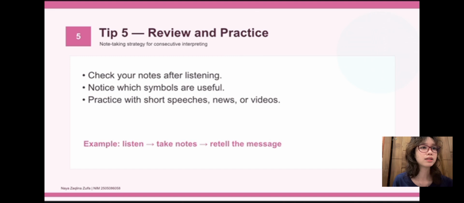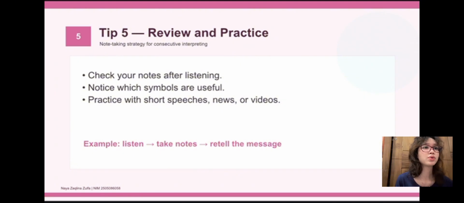We can practice with short speeches, news, podcasts, or videos. First, listen to the audio, then take notes using symbols and keywords. After that, try to retell, interpreting the message based on the notes. At first, it may feel difficult, but with regular practice, we can become faster and more confident.